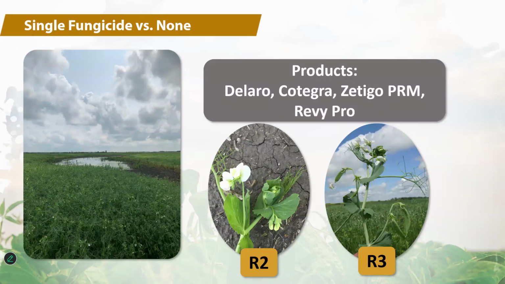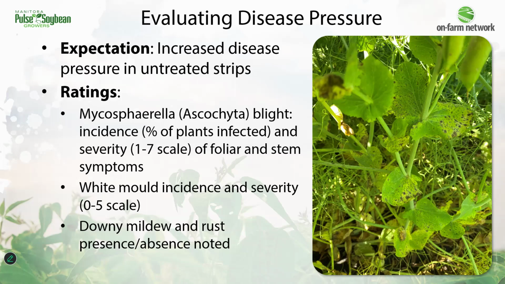For the 6 single versus none trials, the products tested were Delaro, Cotegra, Zetigo, and Revytek Pro, and all of these products were applied at early flowering stage between R2 and R3. And at all sites, there was higher than average rainfall in May and June that year, so conditions were certainly conducive to disease development.